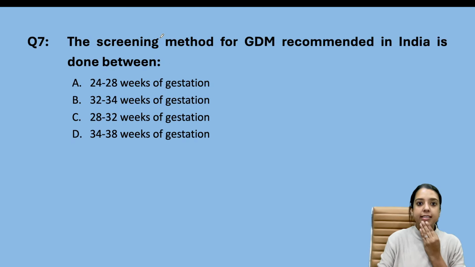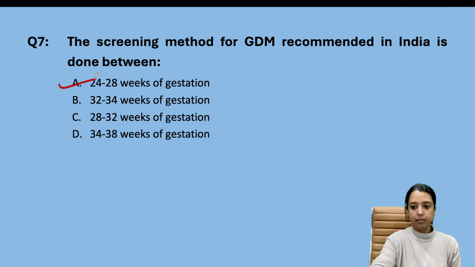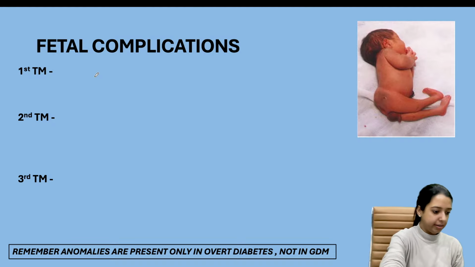ठीक है? Screening method for GDM is done between एक तो first visit पे and another one at 24 to 28 weeks. ठीक है? Right?